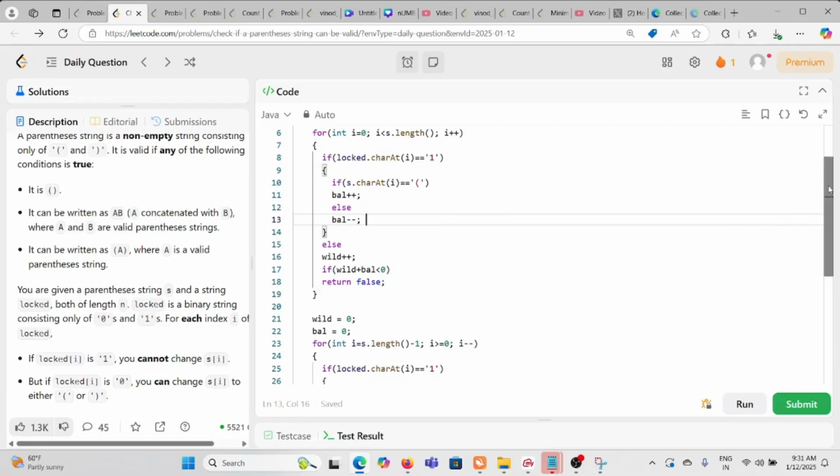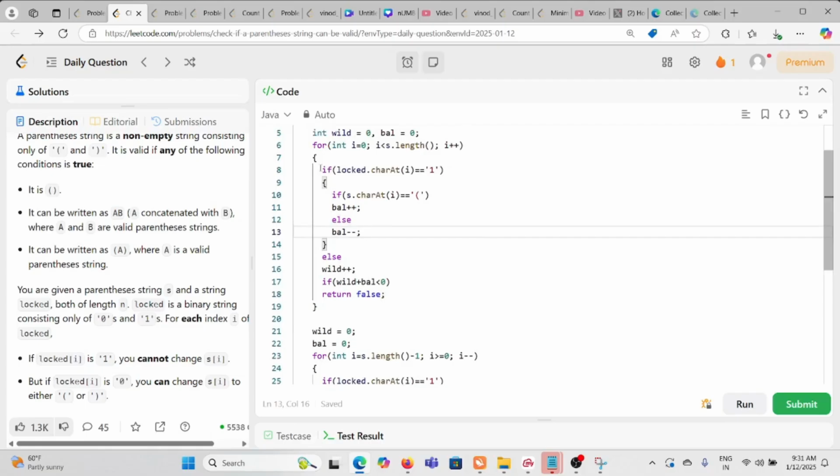Otherwise, if it is not 1, that means it is a 0, and 0 means a wild one which can be changed. That is why I'm increasing the count of wild. Then at every place I'm checking whether wild plus valence is less than 0. That means when wild is lesser than the valence in number, I'm immediately returning false, because in that case we would never be able to balance it. Otherwise we go right to left.